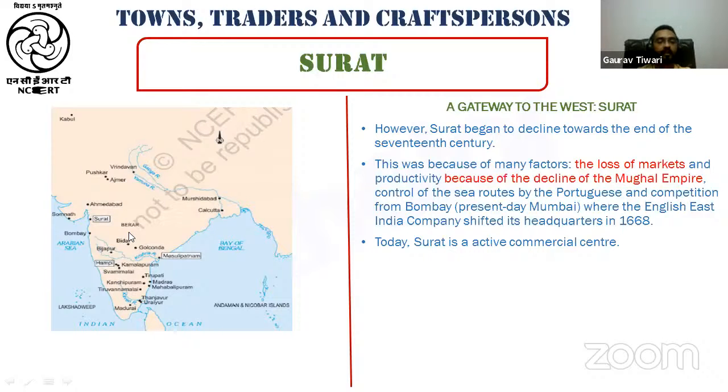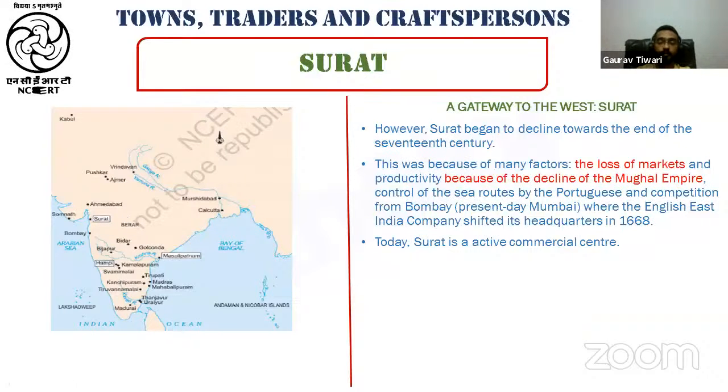Now, Surat is an active commercial center even today. Now, another important fact about Surat is that it is located on the bank of river Tapti. And Tapti is one of the western flowing rivers. There are only two western flowing rivers in central India. One is Narmada and another one is Tapti. So Tapti is a western flowing river and Surat is situated on its bank. I hope this is clear to all of you.